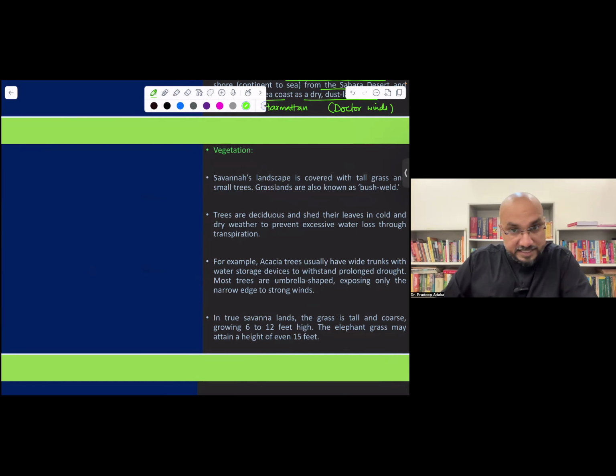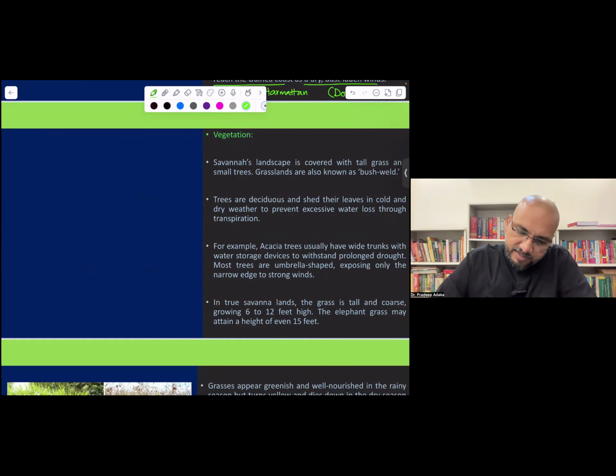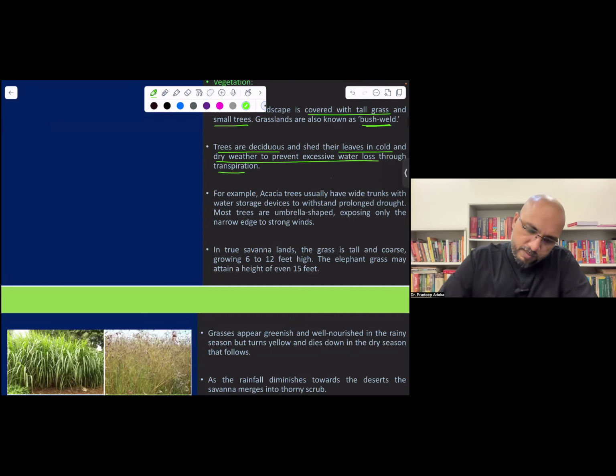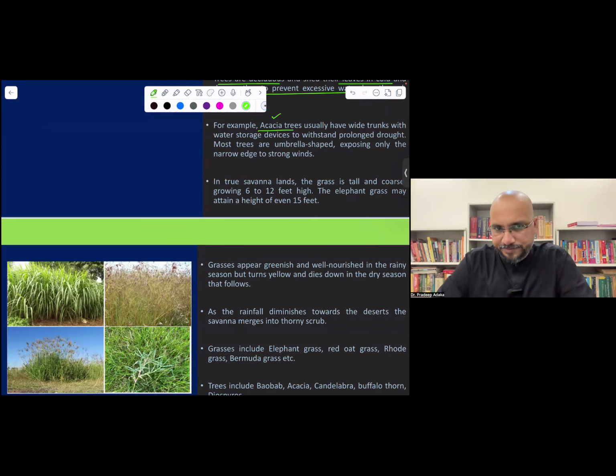So if you see the vegetation of the savanna grasslands, it is covered with tall grass and small trees. Here and there you will see small trees. These grasses are known as bush veld. So veld is the term used in Africa, South Africa basically. Trees are deciduous and shed their leaves in cold, dry weather to prevent excess water loss through transpiration. Because water is not there, distinct dry and wet seasons are there. For example, acacia trees. So commonly seen tree species in savanna is acacia.